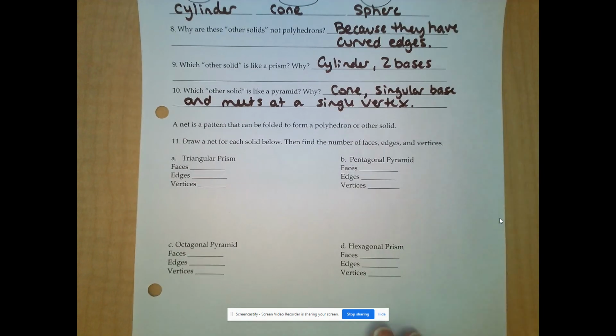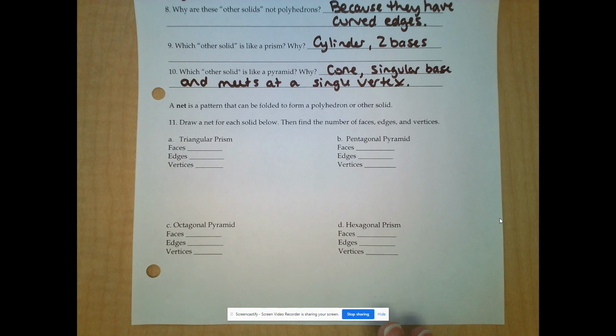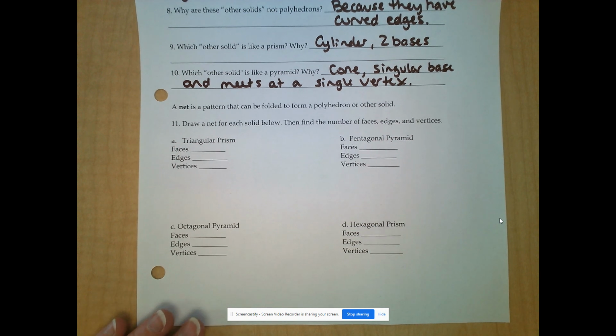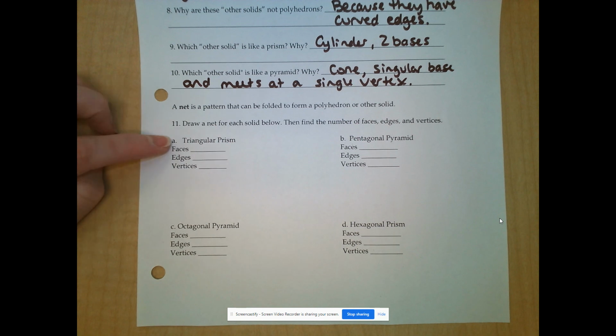Now, a net is your other option. If you are struggling to see what these shapes would look like and count their faces, edges, and vertices, you might draw what's called a net. A net is where you flatten the shape. If you were going to punch out a pattern for a cereal box out of a flat sheet of cardboard and then fold it up, what would it look like flat? That's going to be, for example, a rectangular prism. We're going to do a triangular prism.